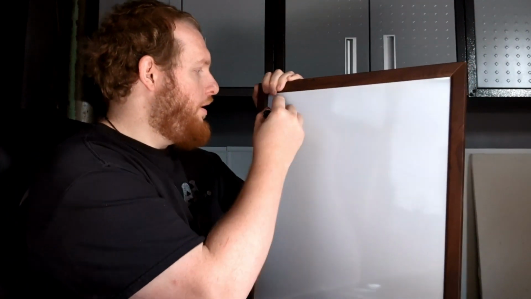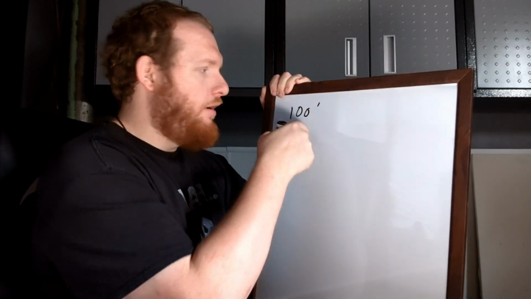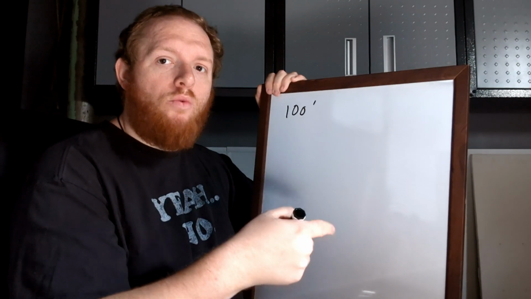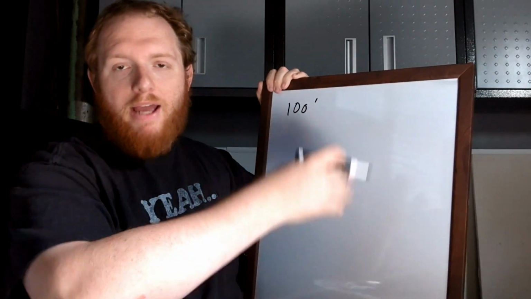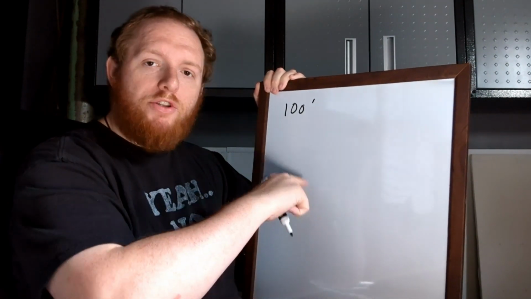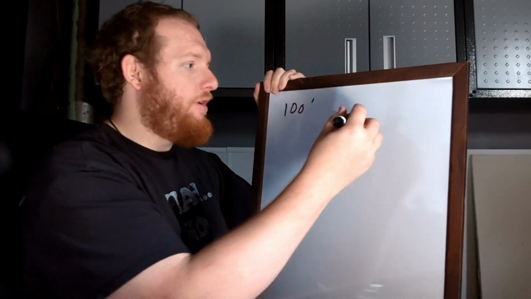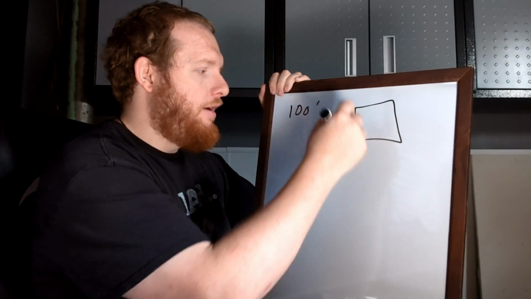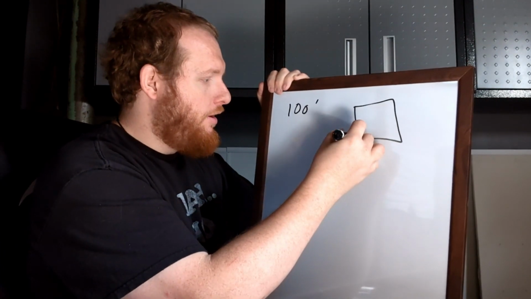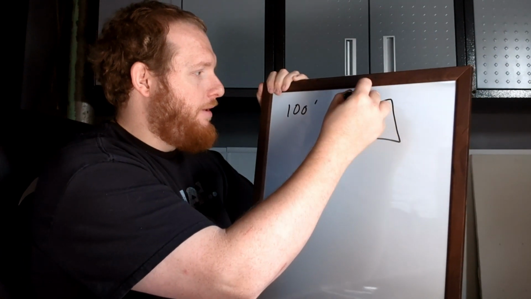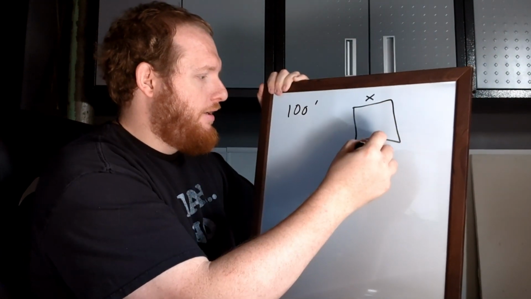Suppose you have 100 feet of fencing that you want to enclose for a garden or a pasture for your animals or whatever. So you want to maximize the amount of area that you can enclose with your 100 feet of fence. So you know that maybe this side, we'll call this side X.